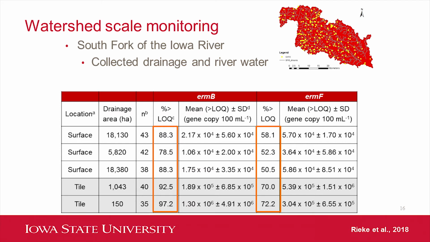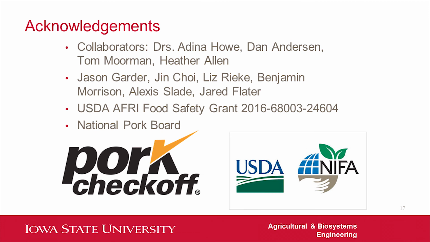Other studies in the same watershed have looked at E. coli, so just the presence of E. coli in the watershed, and they're seeing greater concentrations in the surface sites than in the tile. So more work is looking at this watershed. We've sequenced the samples now and are looking at the 16S and the microbial communities among the surface and the tile drainage points. That's all I had.